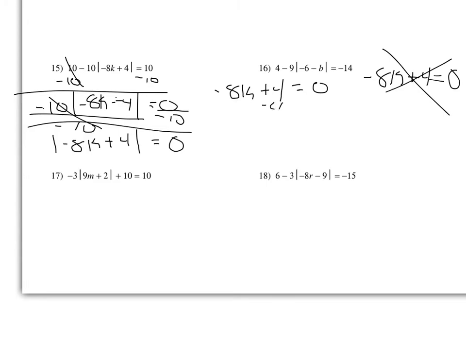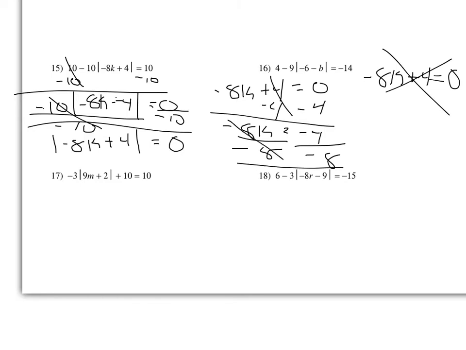So solving for k, in this case, I'm going to subtract the 4. And then I'm going to divide by -8. So I'll get k equals -1/2.